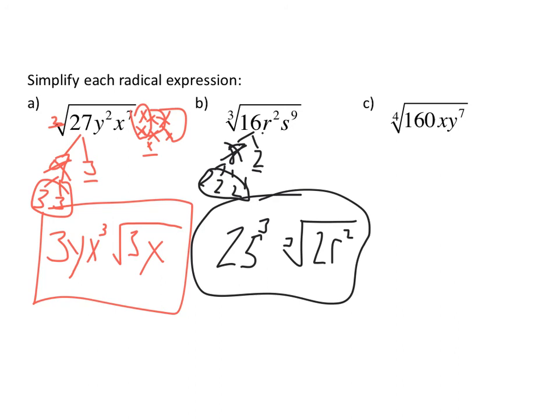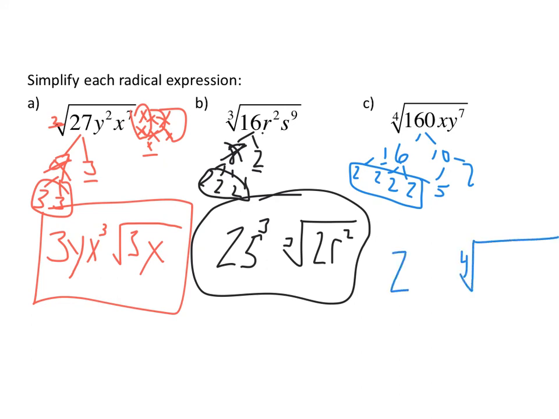Now if we look at the last one, we want the 4th root of 160 x y to the 7th, so let's break this down. I can do 16 and 10. The 4th root of 16 is just 2, so I can actually just make this a 2, 2, 2, and 2. There's my group. 10 is 5 and 2. I have nothing else that I can pair up with, so I'm going to have a 2 that comes on the outside, and I'm going to leave some space, and then do the 4th root of, well, I have a 5 and a 2. Remember, we just multiply those, so that's just going to be 10.